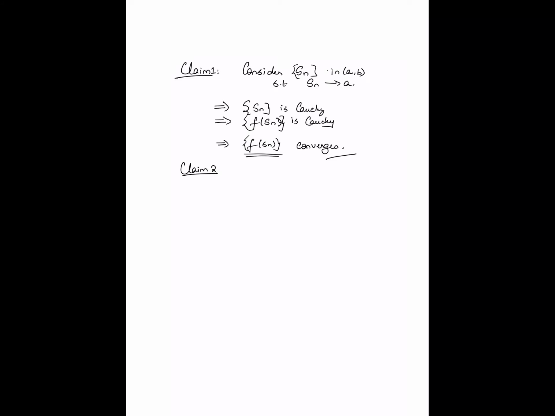Okay. So to prove this, let's consider two sequences. Let's say Sn converges to A, Tn converges to A. I have to argue that f of Sn and f of Tn, these two sequences, have exactly the same limit. Okay, so the way I'm going to do this is the following. I'm going to first construct a new sequence Zn by interleaving these two sequences.